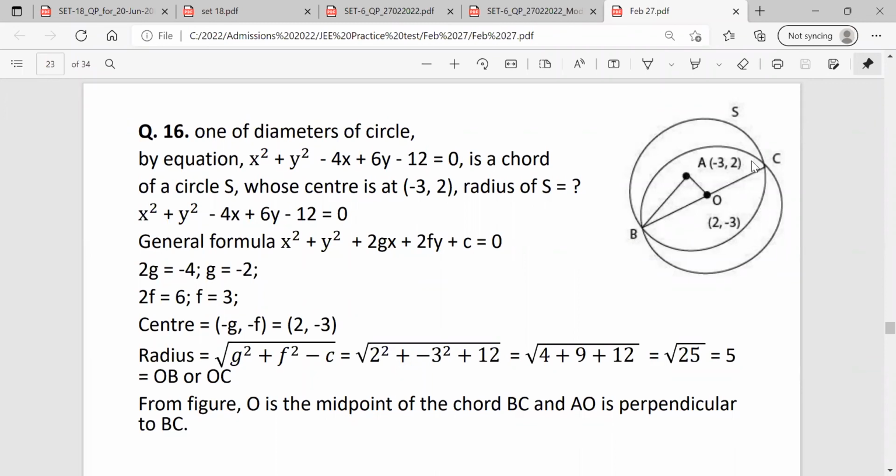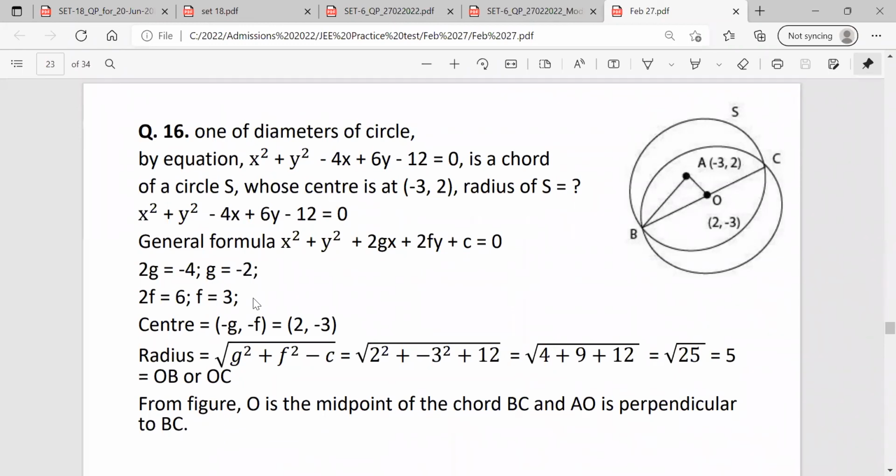Now what I'll do is find out the coordinates of each point. So I have a general equation for circle, right? It's x square plus y square plus 2gx plus 2fy plus c equal to 0. So I'm going to map this equation with this equation, and I'm going to find the values of g, f, and c. So here 2gx equal to minus 4x, and I have the value of g as minus 2. Here 2fy is equal to 6y, and I have the value of f as 3.